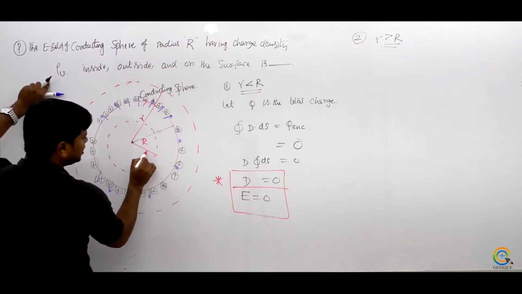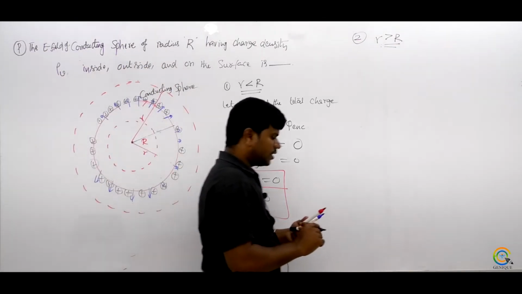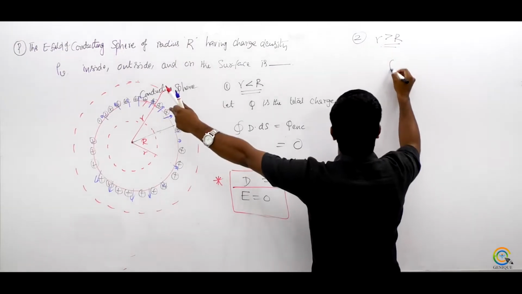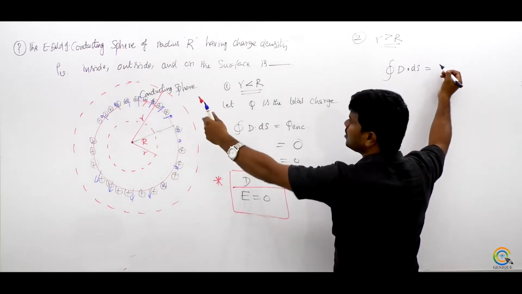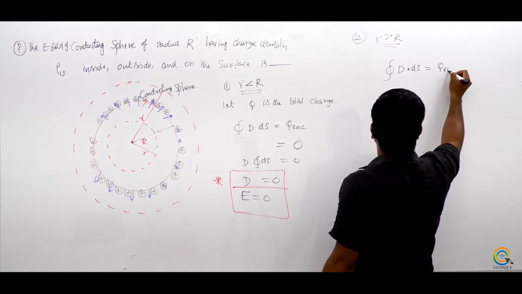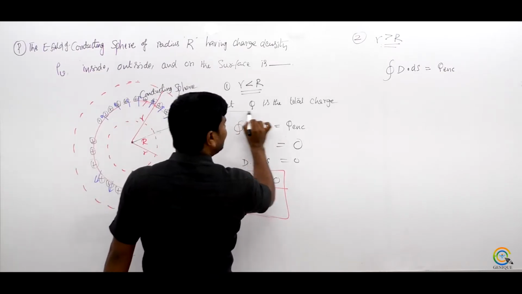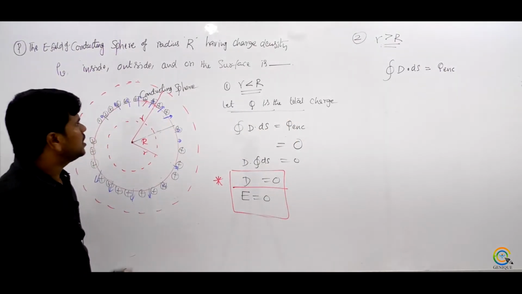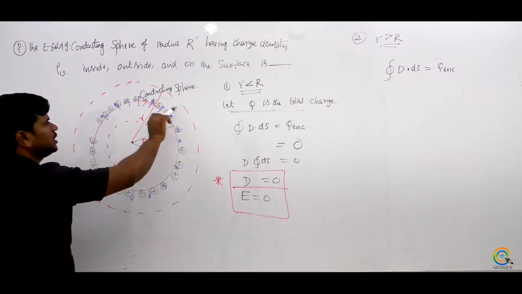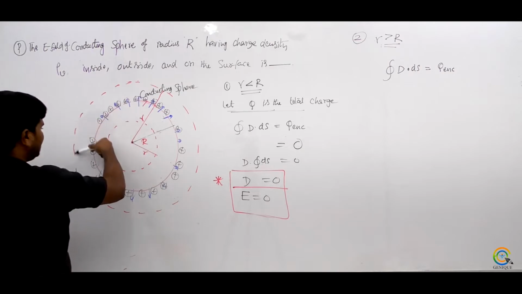Before this it was this one r. Now this is the r smaller. Now consider this Gaussian surface. So the closed integral D dot dS is equal to the charge enclosed in the volume. What is the charge enclosed? The total charge. I assumed that the total charge is Q. What is the total charge within this volume?